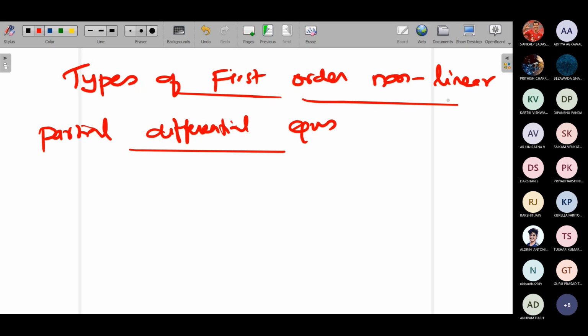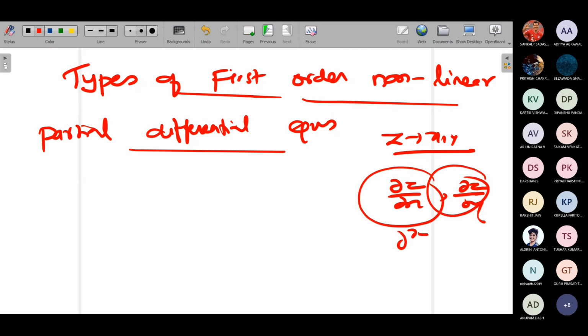First order means what? PDE means partial derivatives. How many first order partial derivatives are there? Suppose z is a function of x and y. What partial derivatives will you have? Dou z by dou x and dou z by dou y. That's all. This will be the first order. If you go for this, it is a second order. If you go for this, it is also a second order.